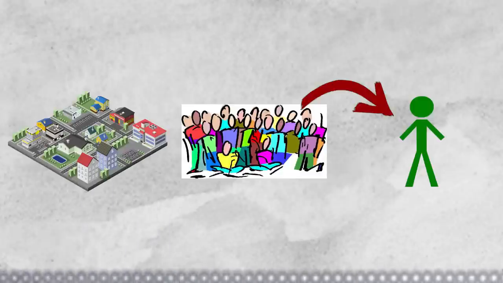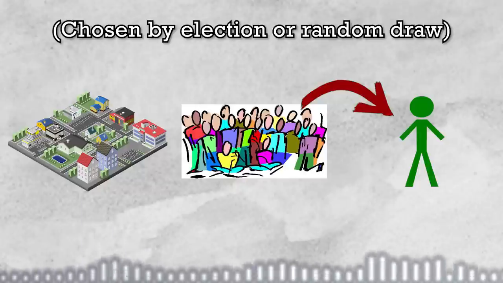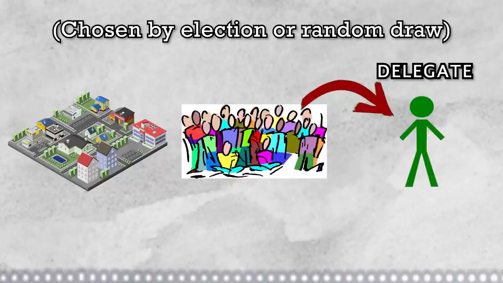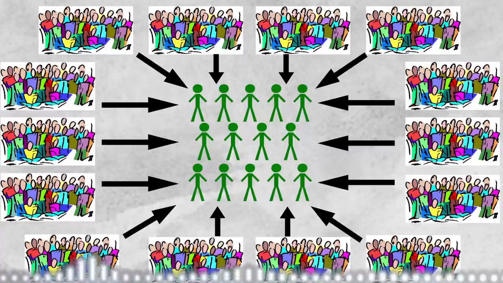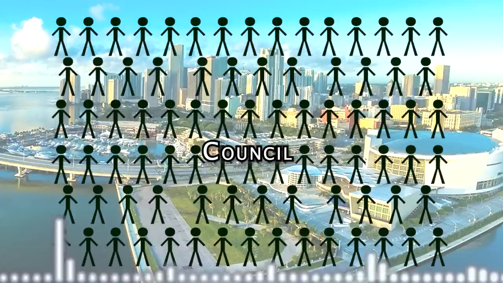Each community assembly chooses someone from the assembly, or perhaps a few someones, to serve as their delegate or delegates. All the delegates from all the assemblies in the same town or city or municipal area would come together, thus forming a municipal council of delegates. And in most cases, a council would probably have a lot more delegates than you see in this image. There, that's probably more accurate.